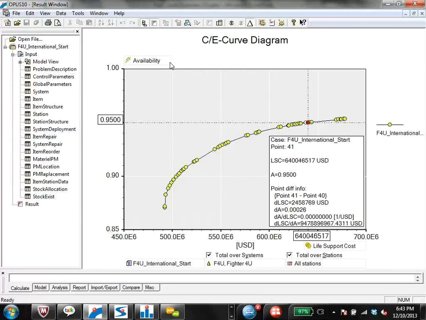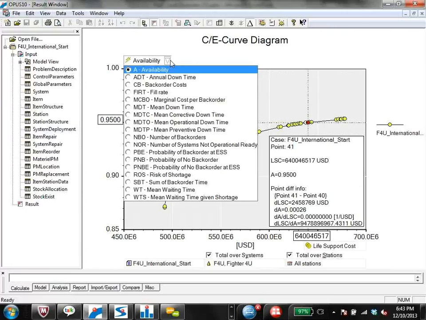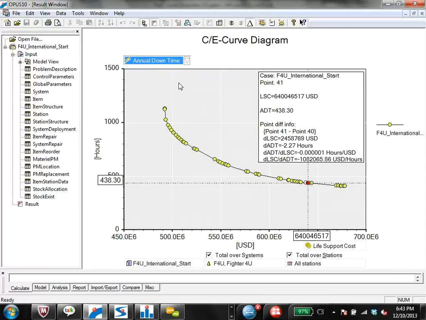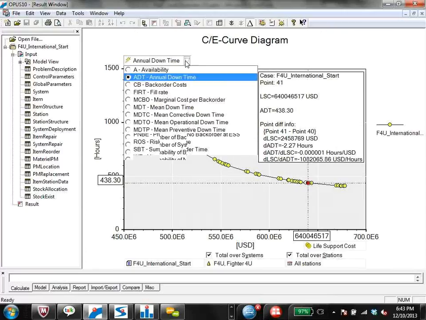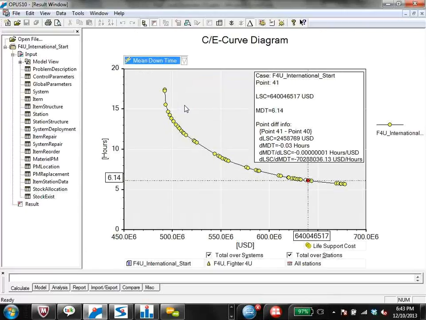And we can now understand some other factors about this besides availability. But we might be interested in our annual downtime. That's just really the inverse of availability. We can look at our mean downtime. So instead of total, we can look at the average length of our downtime events.